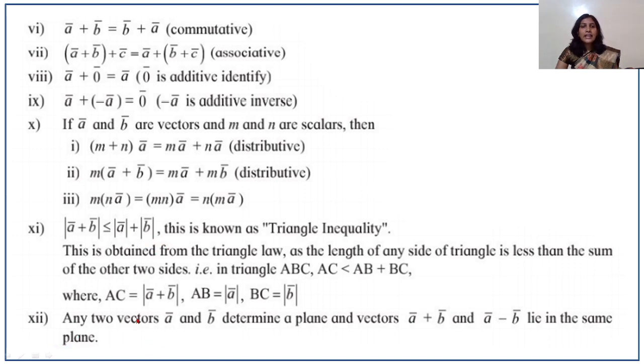Any two vectors A bar and B bar determine a plane. And vectors A bar plus B bar and A bar minus B bar: if A bar and B bar are any two vectors, then we make the addition and subtraction of these two, and these two resulting vectors also lie in the same plane.